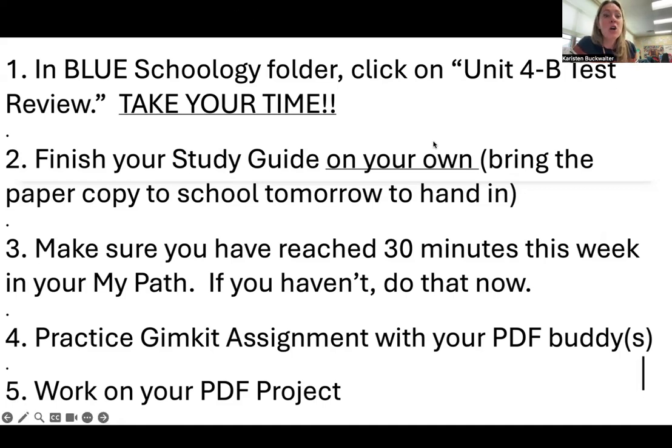After you finish that, go on and finish your study guide on your own. By this point, you should be able to complete these on your own. And then tomorrow, I want you to bring the paper copy to school. Don't hand it in digitally. Just bring it to me at school tomorrow. I'll collect it at the beginning of the test. After that, you need to go into your MyPath and make sure you have gotten to a total of 30 minutes for the week. You did 10 minutes on Tuesday, you did 10 minutes yesterday, so it should only be 10 more minutes today. But if you didn't quite get to your 10 minutes both of those days, you might have to do more today. So it should read 30 minutes at the end of today.